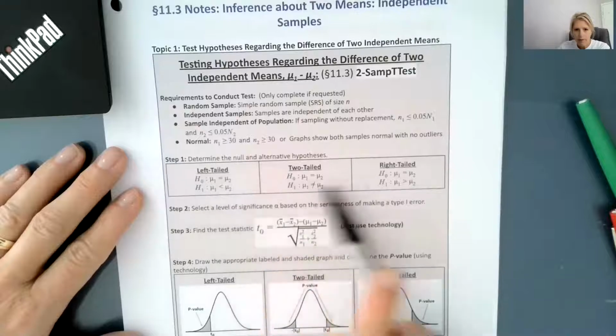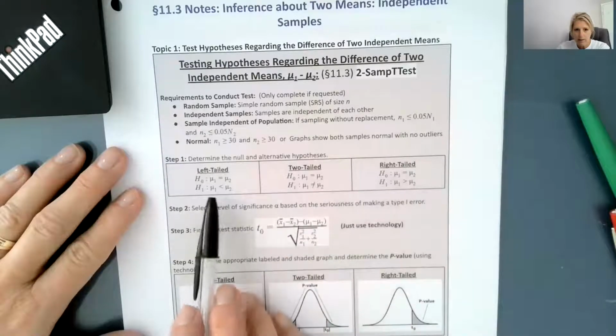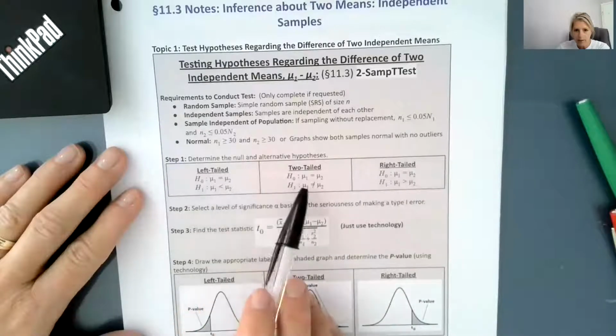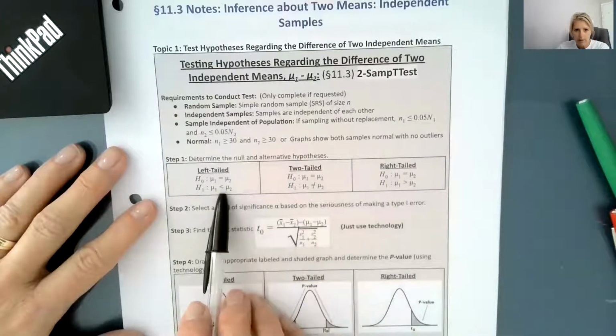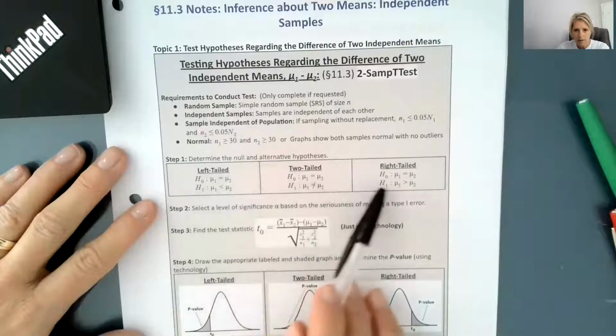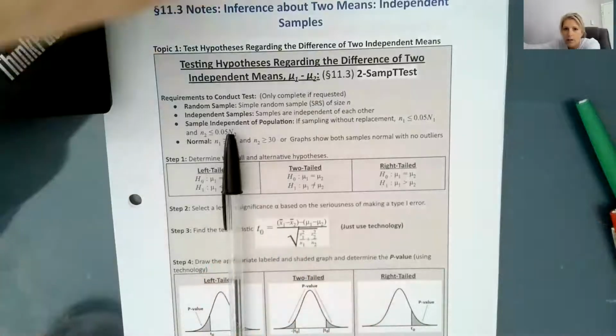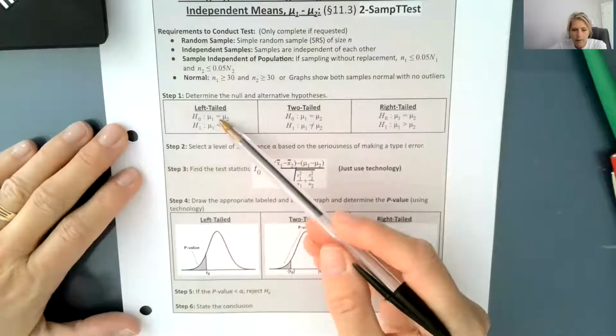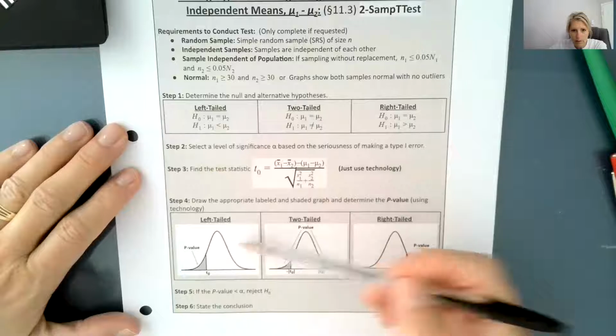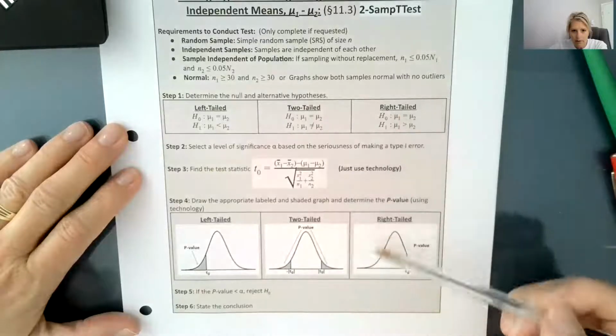This is what our hypotheses will look like. Notice that you're just comparing one sample to the other. You're not comparing to a value like we did in chapter 10. We have a left-tailed, a two-tailed, or a right-tailed. And notice that as before, whatever hypothesis test we're doing will coordinate with the picture on all three of these.